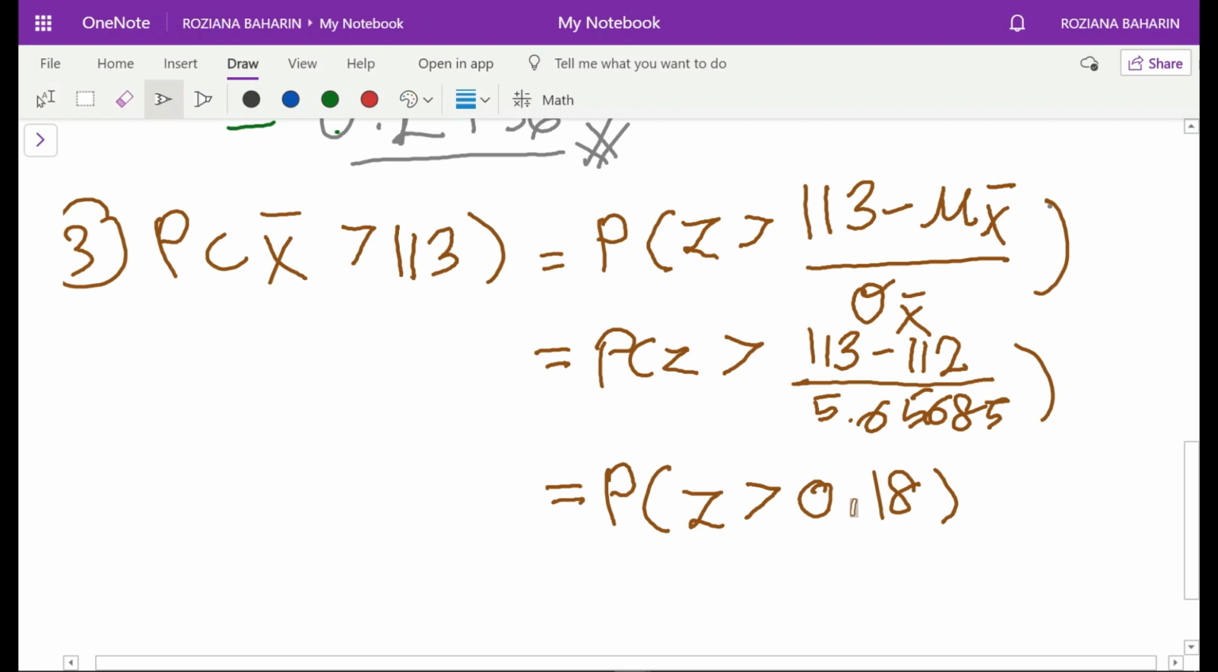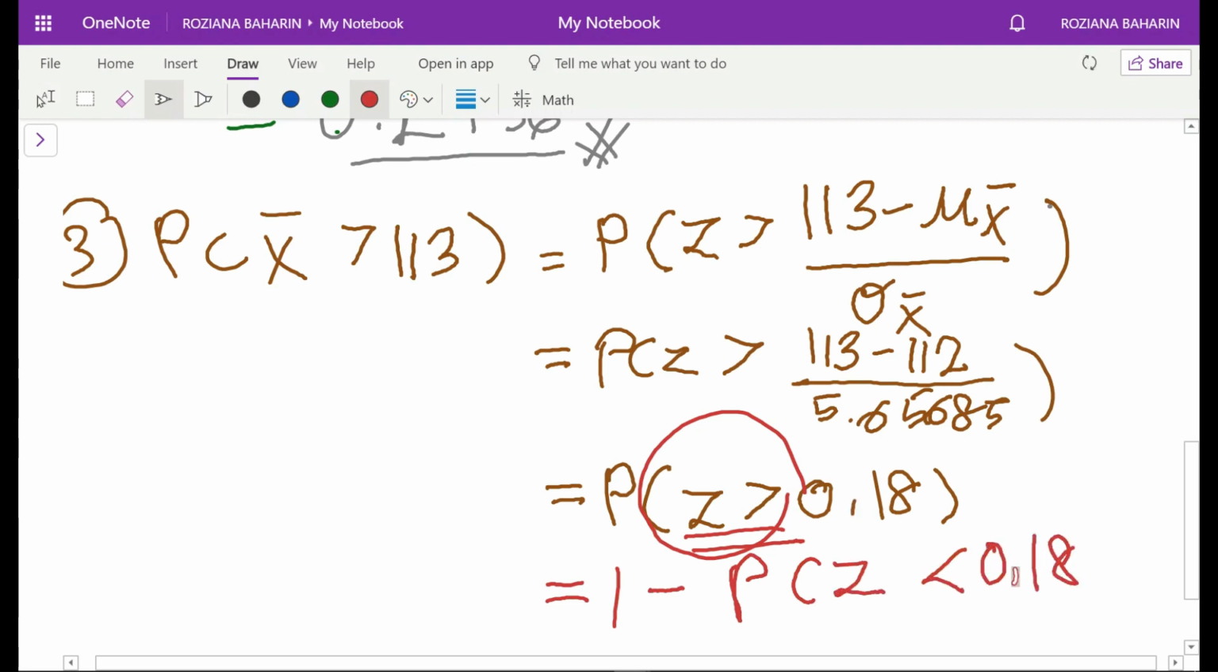So once you get this, the question requires you to find a value of Z that is more than, so that's why you need to use probability 1 minus the probability of Z less than 0.18. Okay, why do I put here 1 minus the probability of Z less than 0.18 here? If you remember, in probability, it is between 0 and 1. So the total or the sum of the probability of that event should equal 1.